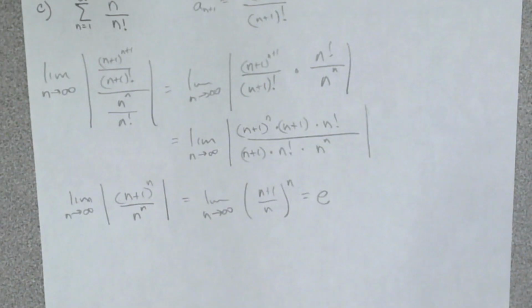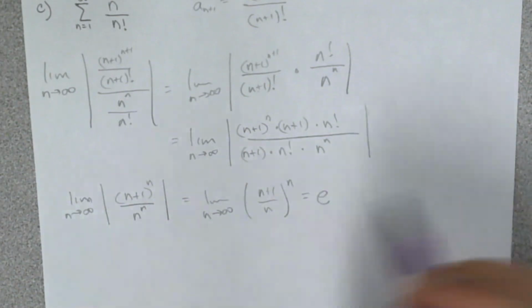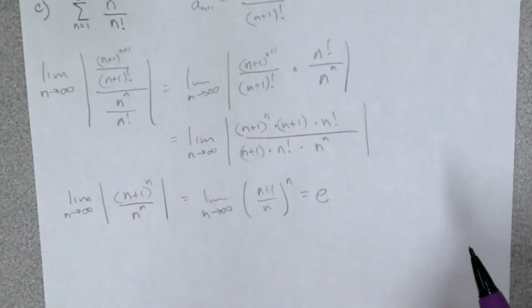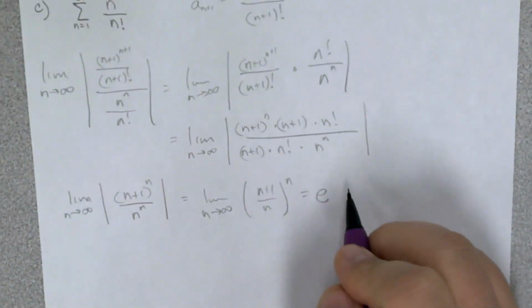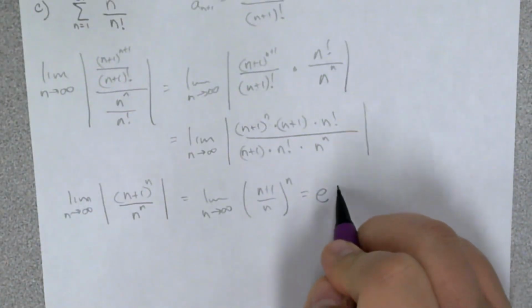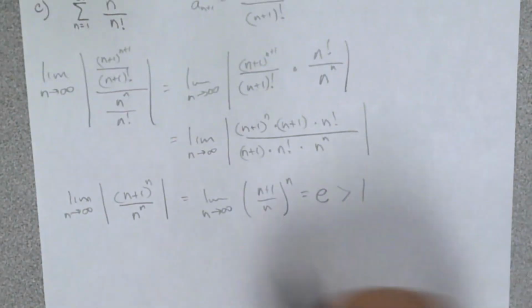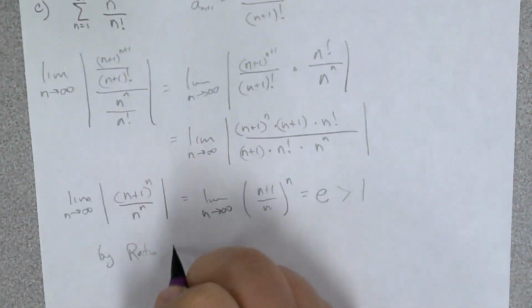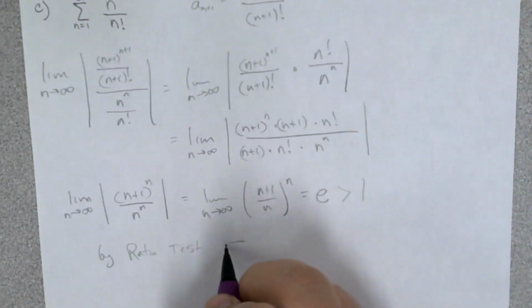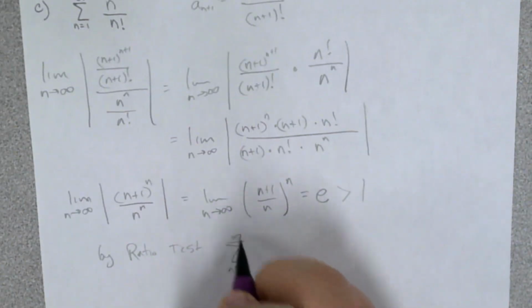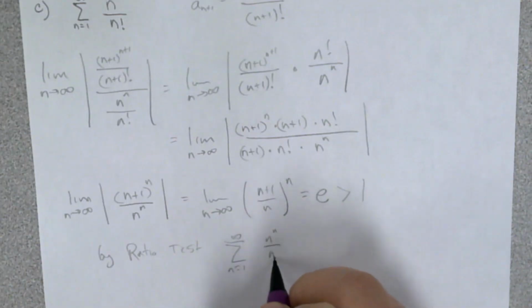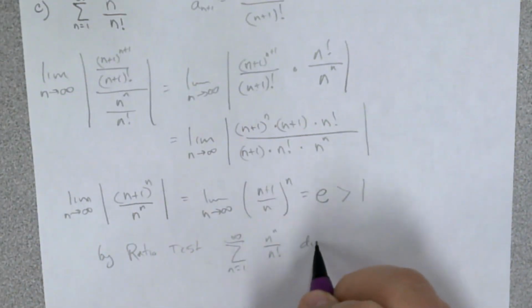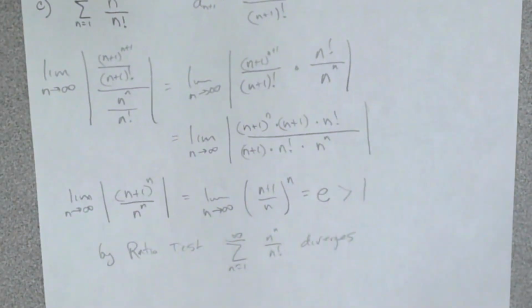Okay, so something to think about there. And so what is e? 2.78 and some change. That continues on forever. Since this is bigger than 1, what does that tell me? Well, by the ratio test, the original series of n to the n over n factorial diverges. Okay, so that's how it works.